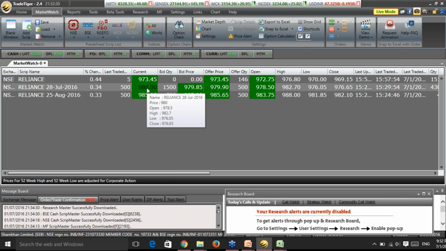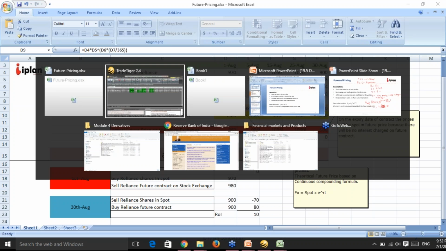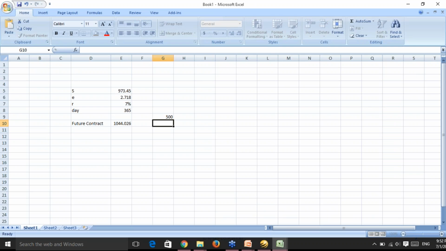If you buy one lot, that means you are promising to buy 500 shares in a future contract. But for that you have to pay only margin. That could be, let's say, 500 shares and the price is 973 into margin. Let's say I keep it 8%, then it is 38,938 rupees you have to pay. And if the margin is, let's suppose, 12%, then you pay 58,000. And if you're buying shares, you have to pay the full amount. That comes around 4,86,725. So this much you have to pay to buy 500 shares.